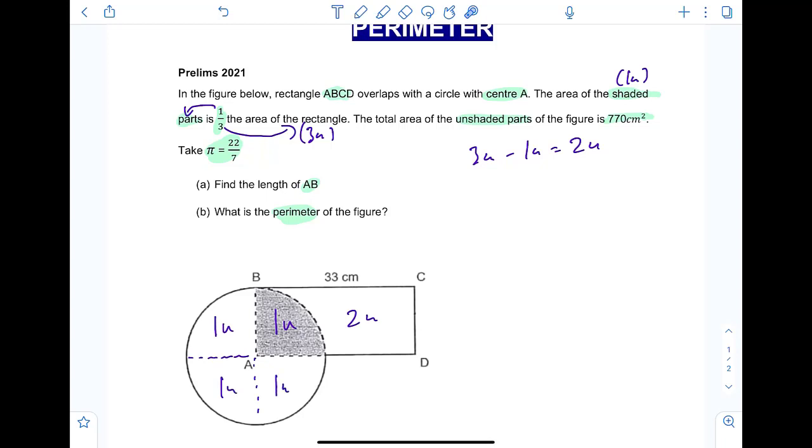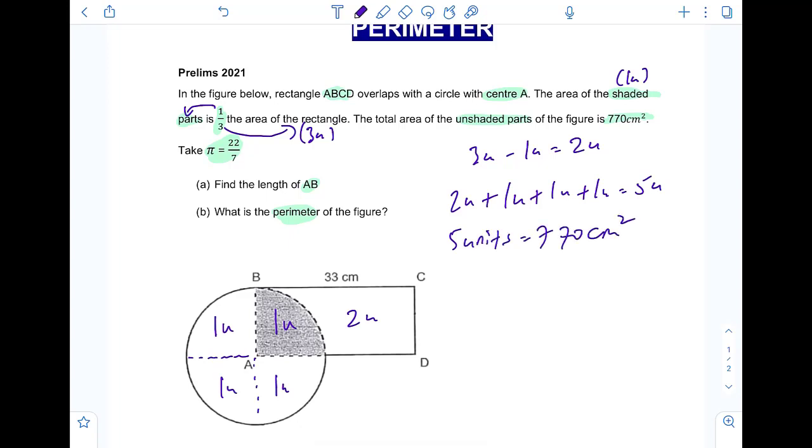So when we quickly annotate, we can clearly see that the sum of the unshaded parts will be 2 plus 1 plus 1 plus 1, 5 units. So 5 units will represent 770 squared cm. We can then find the value of 1 unit. Alright, and that would be 770 divided by 5, which is 154.